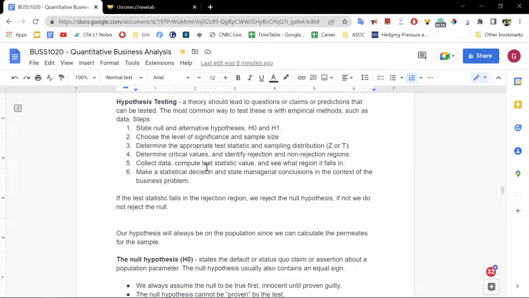So whether or not we accept the claim of H naught that there is 250 milliliters per can of Red Bull, or we reject the hypothesis that there is 250 milliliters of Red Bull within each can of Red Bull.